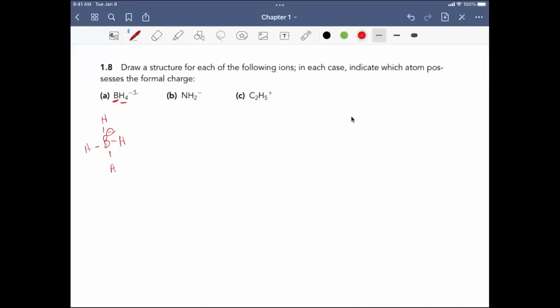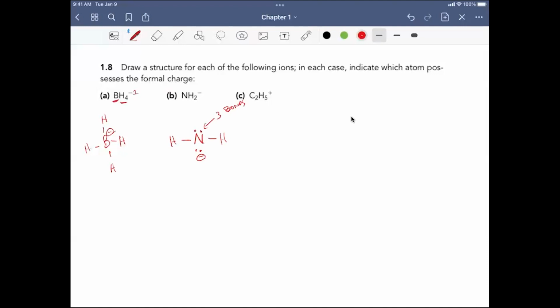All right, for this next one, we have nitrogen with 2 hydrogens. So this is not filling the nitrogen's octet because remember, nitrogen wants 3 bonds. This one only has 2. So that means that nitrogen has to have a -1 formal charge. Okay.